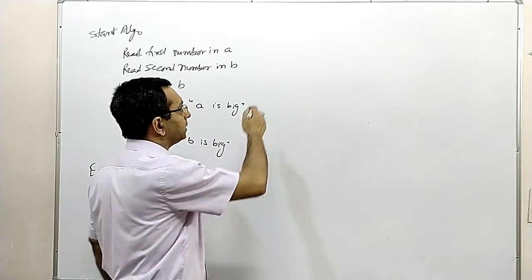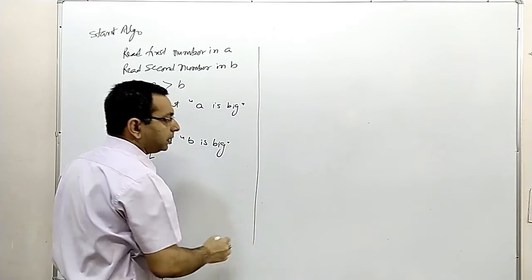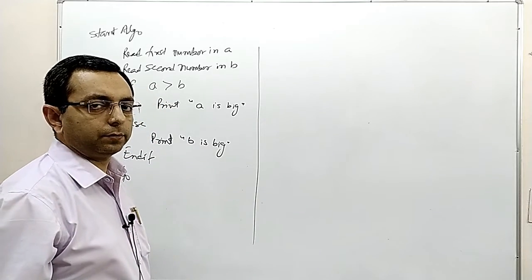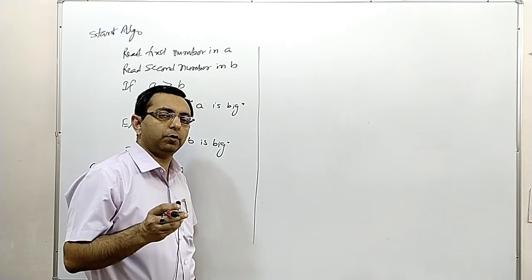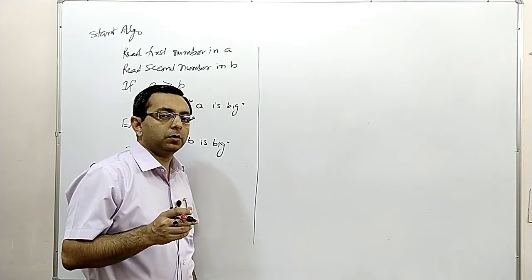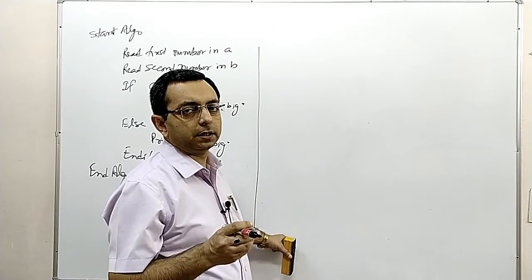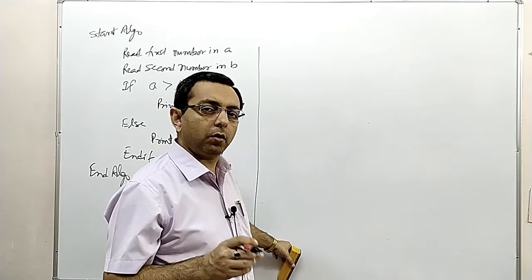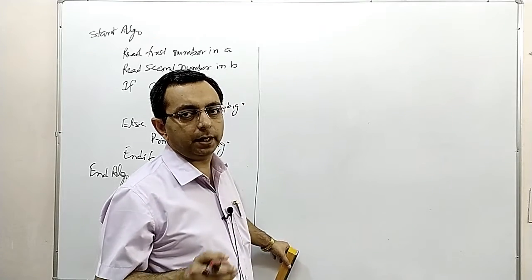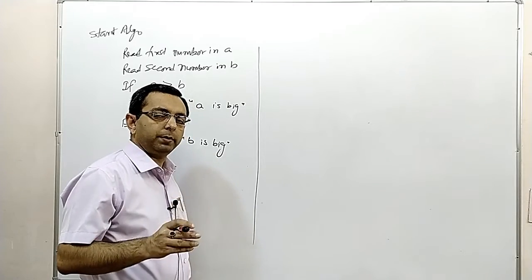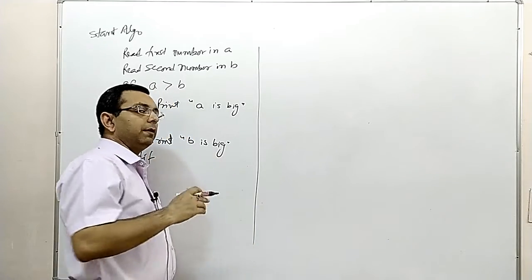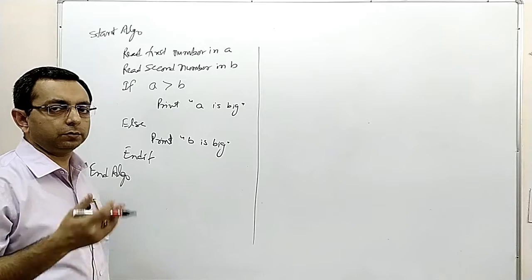Now let's do another program to check whether a voter is eligible for voting or not. Voter means, in India the minimum age for voting is 18 years. So if the voter's age is 18 years or more, then he or she will be eligible for voting. Otherwise he or she will not be eligible for voting. So we have to write an algorithm to do this.